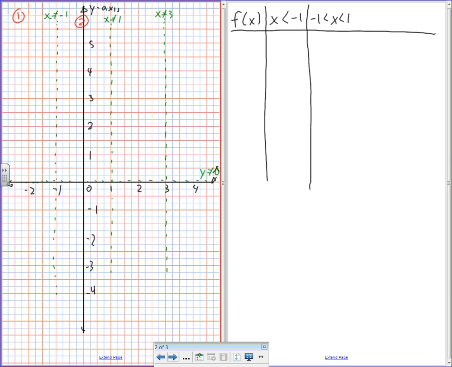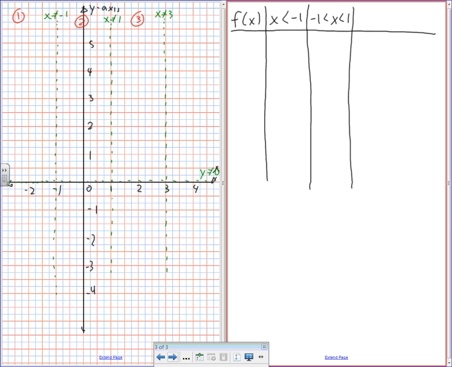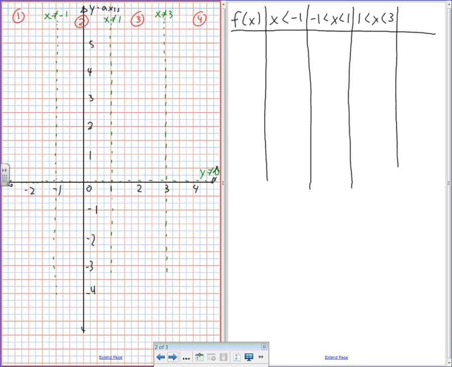Good. Can I get a third volunteer, please, to tell me what the third interval is going to be? Yeah, Alex, good. X is less than 3, greater than 1. Okay, great. So I write that as 1 is less than x is less than 3. Great. And interval number 4 is going to be over here. Okay, what's the fourth interval, please? Yeah, x is greater than 3.